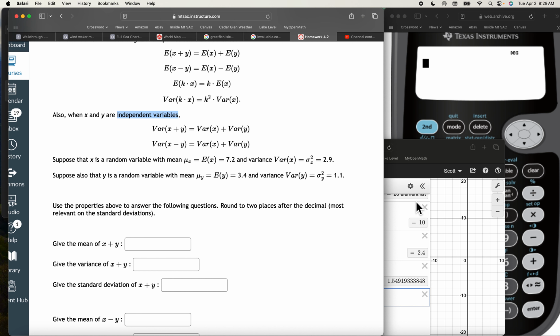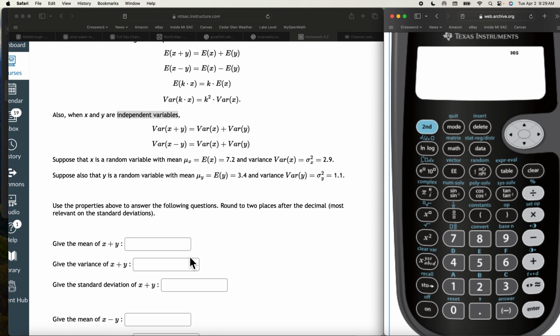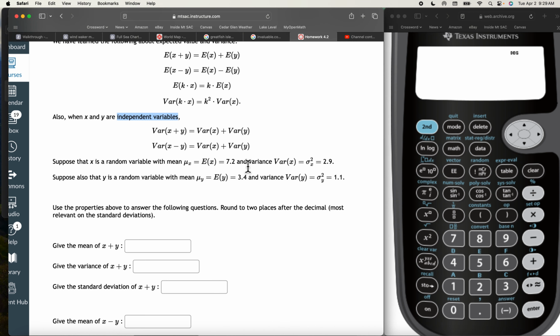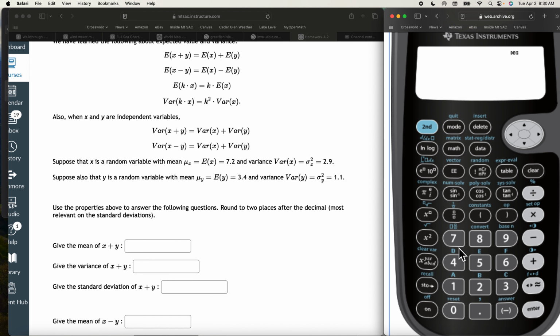Okay, so just real quickly, we're going to zip through this. We're given that the mean of x is 7.2 and the mean of y is 3.4. The mean of x plus y, you should just add those. So that's the sum of the means. So you would do 7.2 plus 3.4 here. So let's do that over here. 7.2 plus 3.4 is 10.6. So that should be the mean.